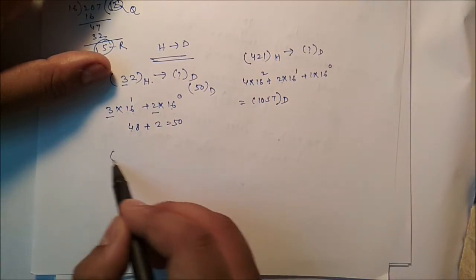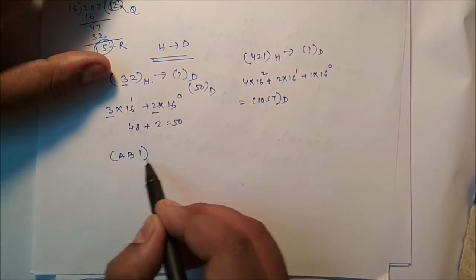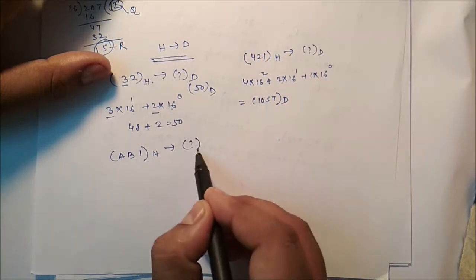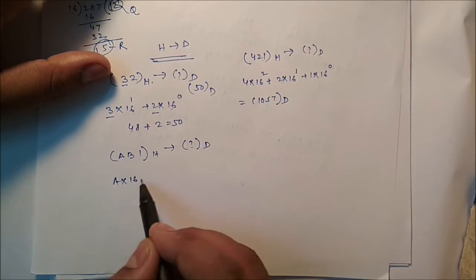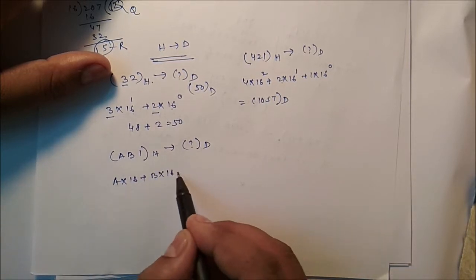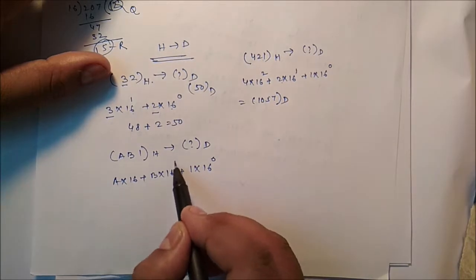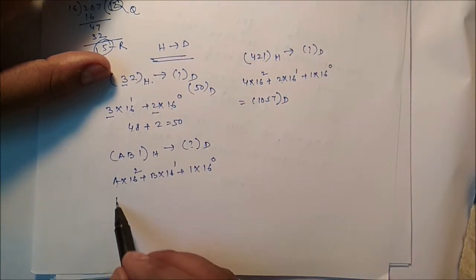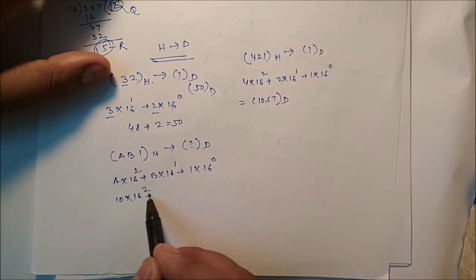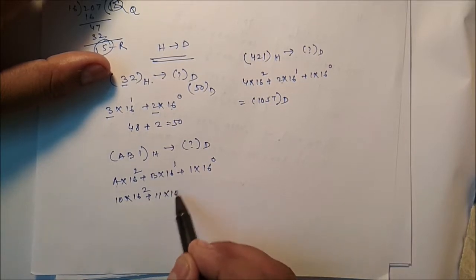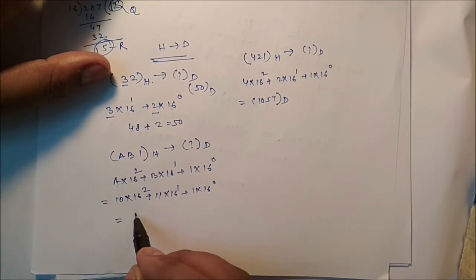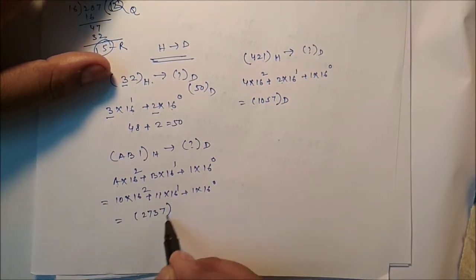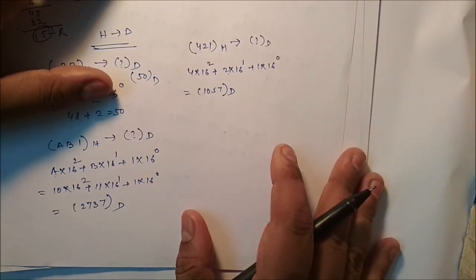Similarly, suppose the number is AB1. That is in hex. We have to convert this into decimal. So A into 16 squared plus B into 16 to the power 1 plus 1 into 16 to the power 0, with powers 2, 1, 0. A means 10, so 10 into 16 square. B means 11, so 11 into 16 plus 1 into 16 to the power 0. If you solve it, you will get the answer 2737. That is in decimal. Clear?